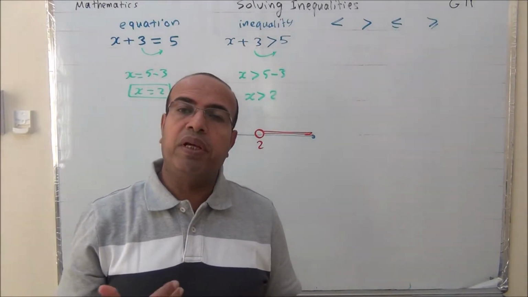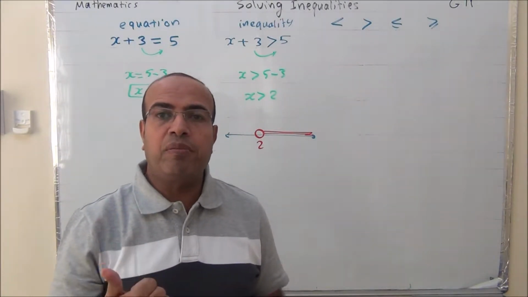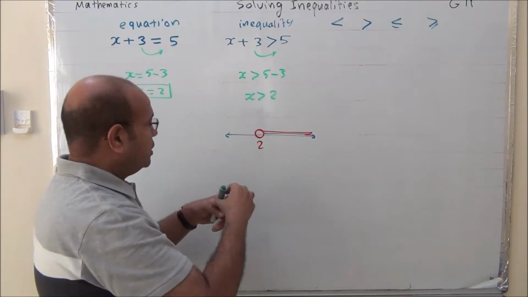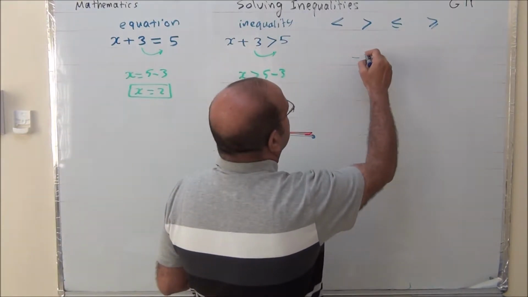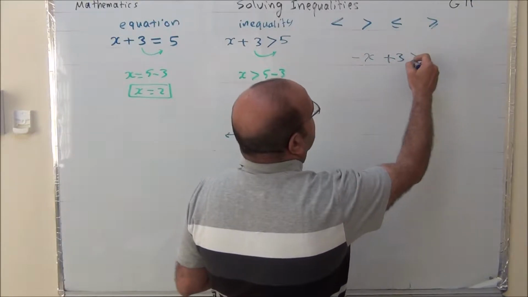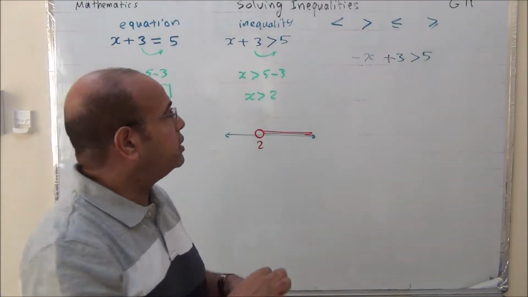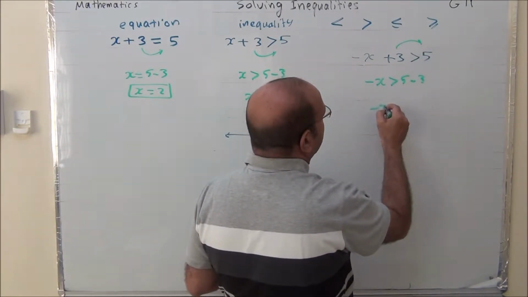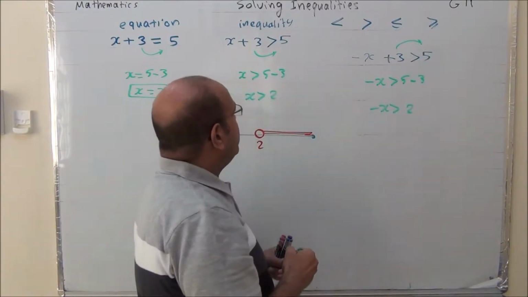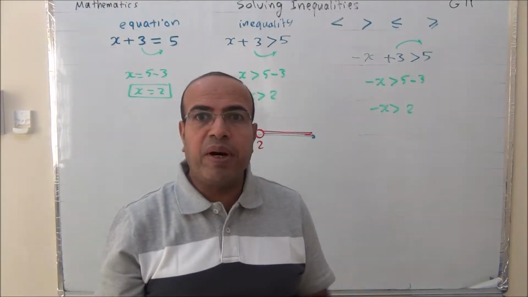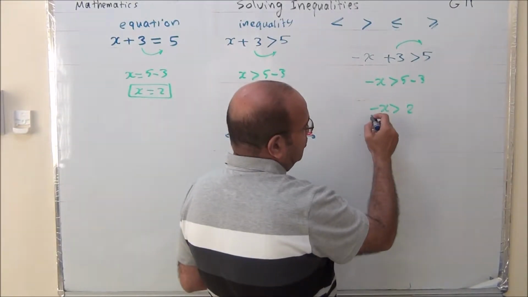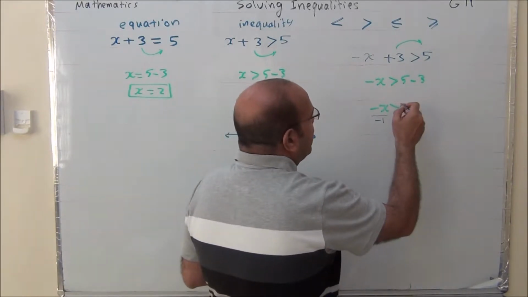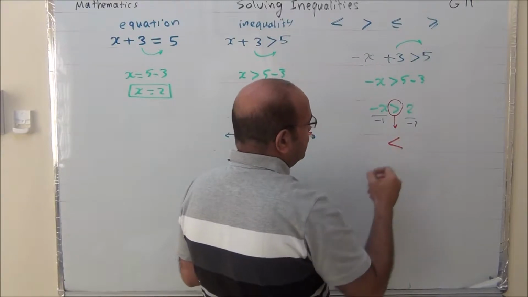What is the difference between equation and inequality? When we multiply or divide by a negative number, we have to flip the inequality. For example, negative x plus 3 greater than 5. How do we solve this inequality? We move 3 to the other side. So negative x greater than 5 minus 3, negative x greater than 2. Now we need to get x, so we divide by negative 1. When you divide or multiply by negative 1, take care, we have to change the direction of the inequality. So it becomes less than.